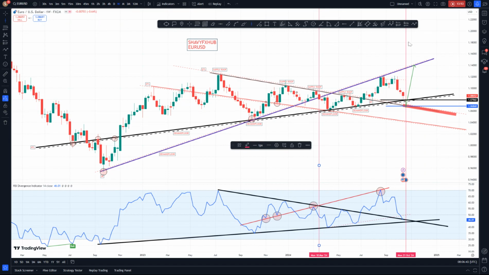Roof. It is what it is. So let's make a zone to better understand the price action.